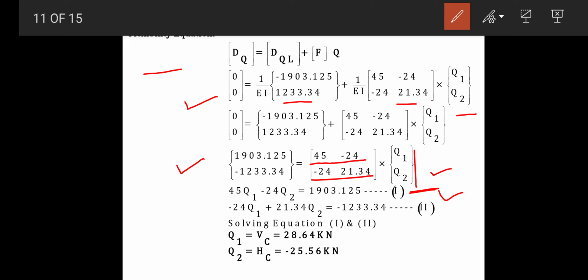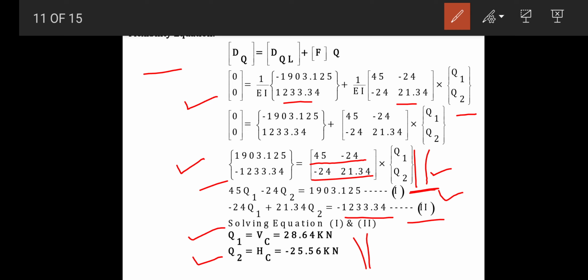The second will be minus 24 into Q1 plus 21.34 into Q2 is equal to minus 1233.34. This one is the second equation. By simplifying, we have Q1 and Q2.